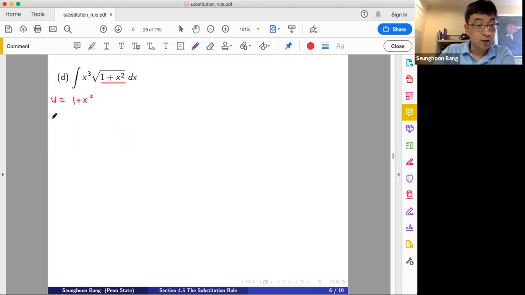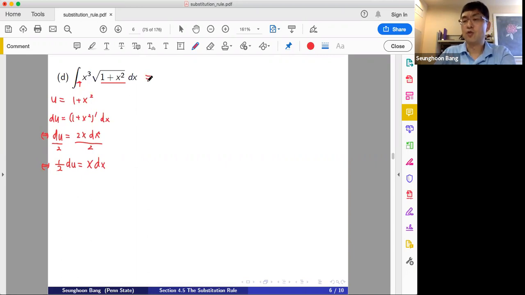You can find du. This is the derivative of 1 plus x squared times dx, so du is 2x dx, same. The integrand doesn't have a 2, only x cubed. We don't have any constant, so same as before, divide by 2. So 1 over 2 du is x dx.